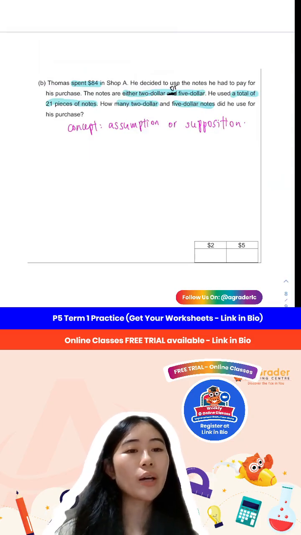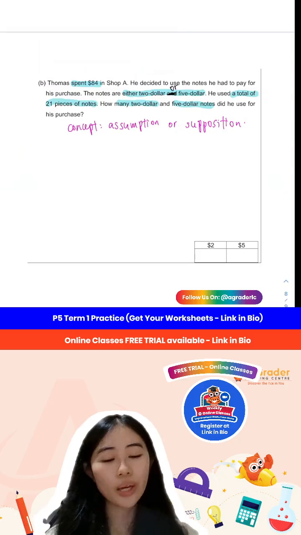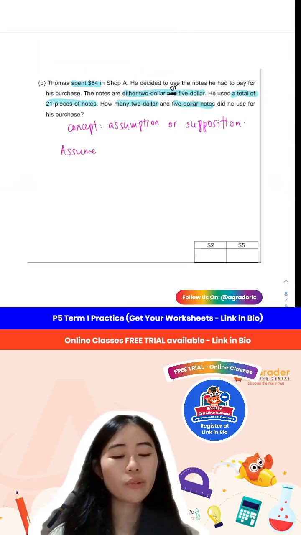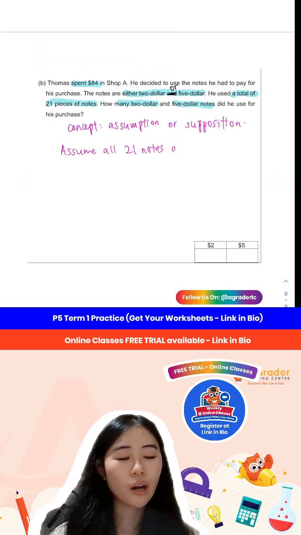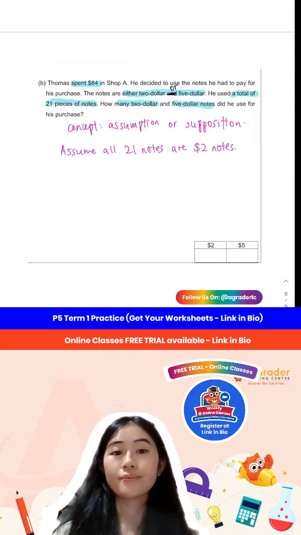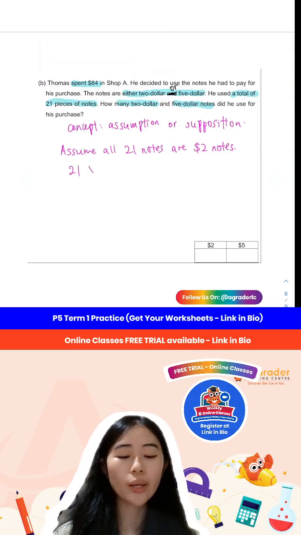WL says, let's assume that all the notes are $2. Okay, sure, let's do that. For assumption, you always start off by assuming something, right? So I'm going to assume that all the 21 notes are $2 notes. If I have 21 $2 notes, that will be 21 times $2, which is 42.